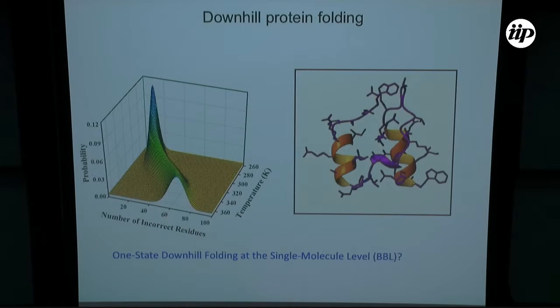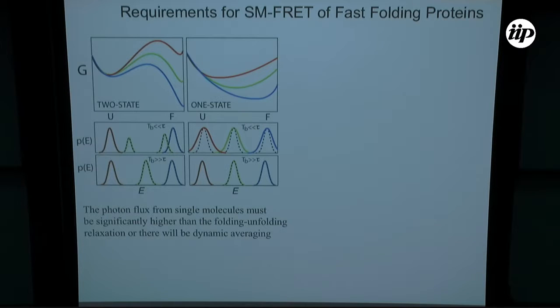So another thing that you can do with this is look at this downhill folding business that I was talking about before. And we are going to use the same type of analysis in a way. This is the protein that I discussed briefly this morning, the first protein that was identified to be a one-state downhill folder. And we wanted to do single molecule experiments to see how the protein behaves.